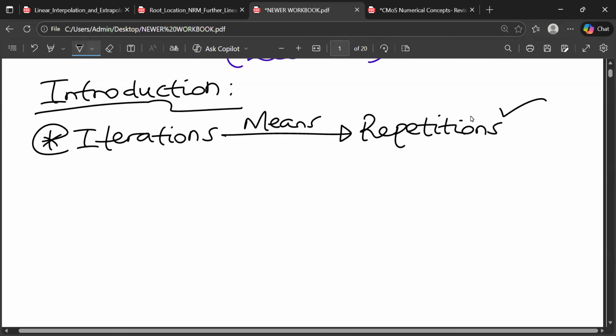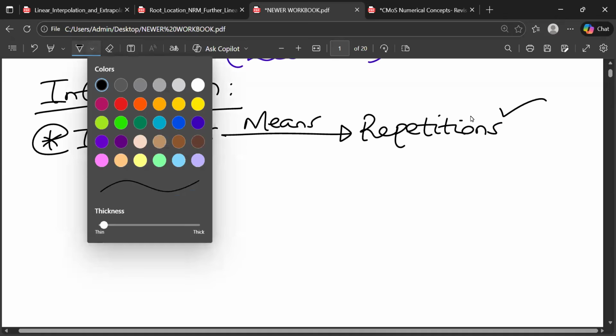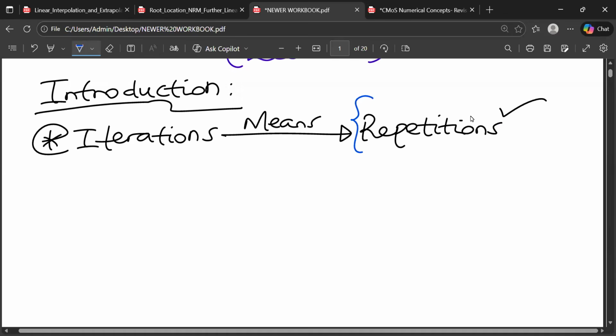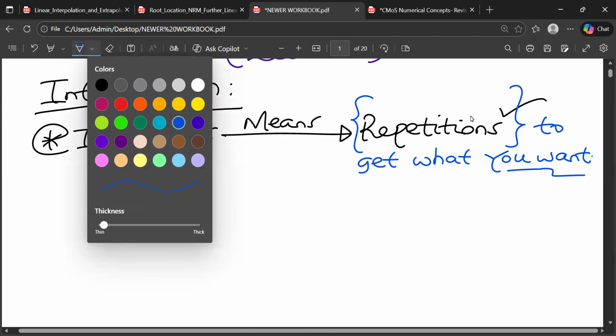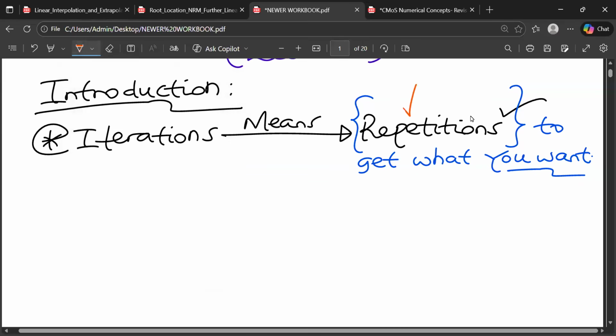Provided you're doing something repeatedly, it is repetitions. But why are you doing all these repetitions? You're doing all these repetitions to get what you want. Of course, in mathematics, what do we want? We want truths. So these repetitions in real life can be adjustments.